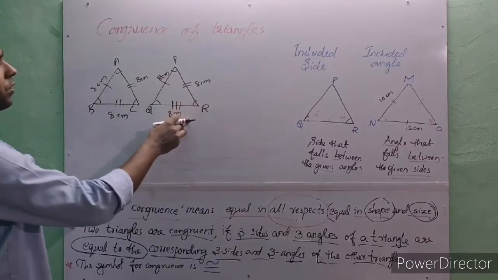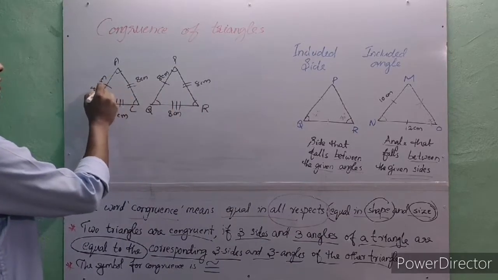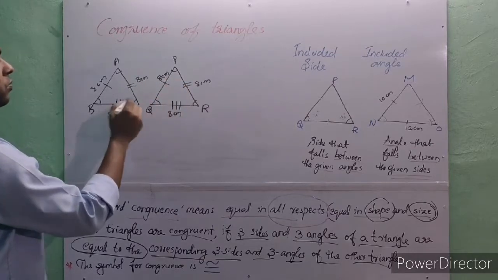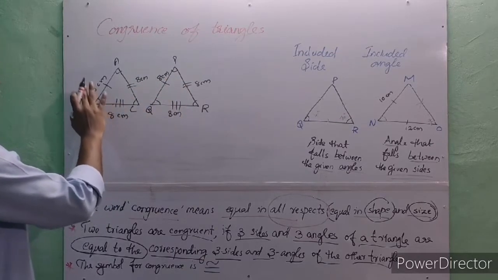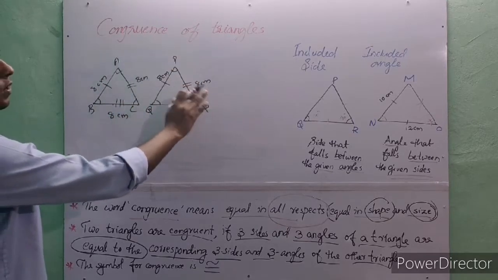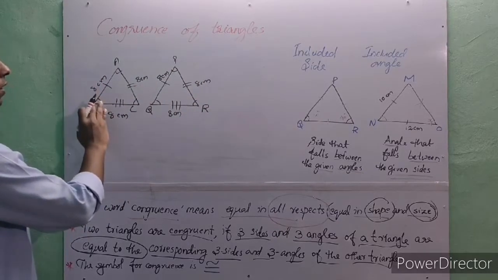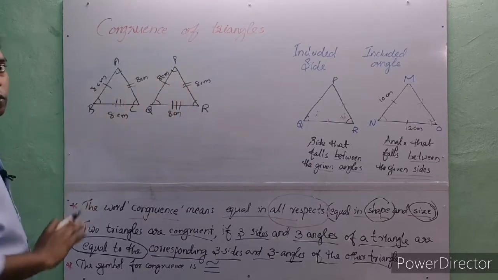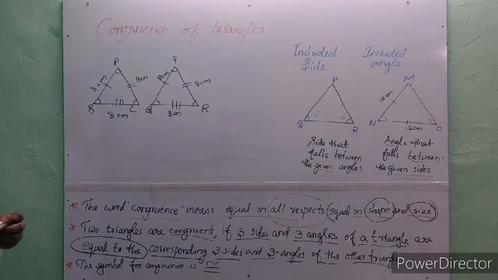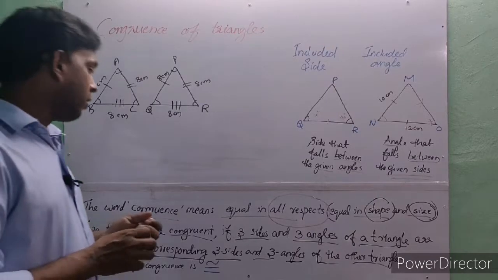What is it? Corresponding three sides. Its corresponding side is this, its corresponding side is this, and its corresponding side is this. So if all sides are equal to the corresponding sides of the other triangle, and all angles are equal to the corresponding angles of the other triangle, these two triangles are congruent triangles. So hope it is clear to you.